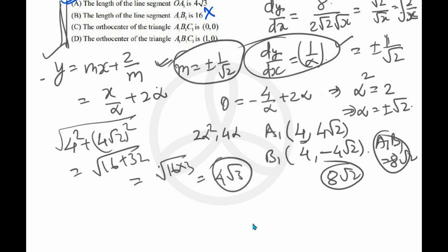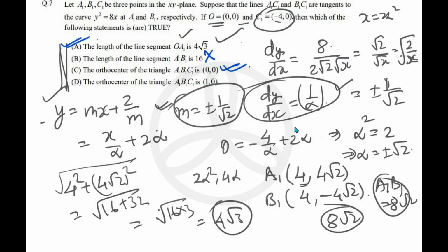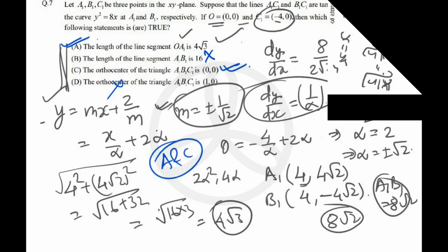Therefore, our orthocenter here will be (0, 0), and there cannot be two orthocenters of the same triangle, which means option D will be incorrect. So in this case, options A and C are the correct options, A and C. Right, friends? So I'll move to the next question now.